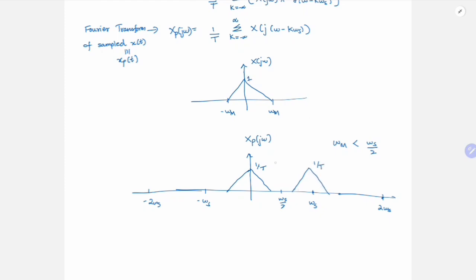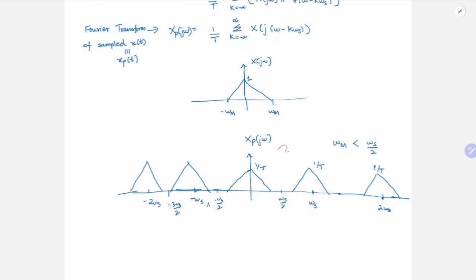So if this is 1, this will be 1/T. So this will be 1/T, and it will be the same on the negative side also. So here it is minus ωs, and this is minus ωs/2. So I'll get something like this. This is minus 3ωs/2. I'll get something like this. These are all scaled versions and shifted by a factor of ωs.